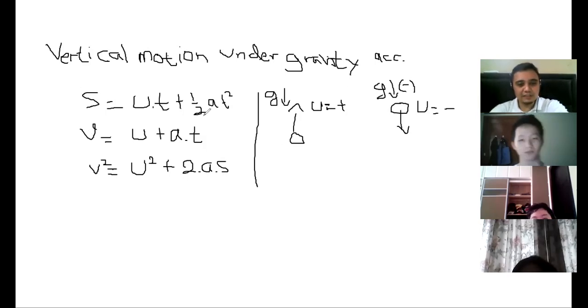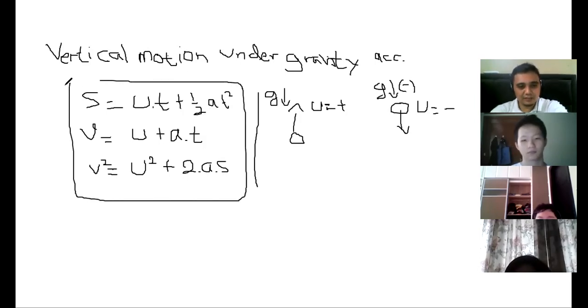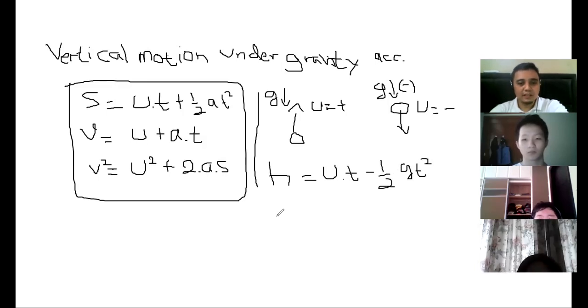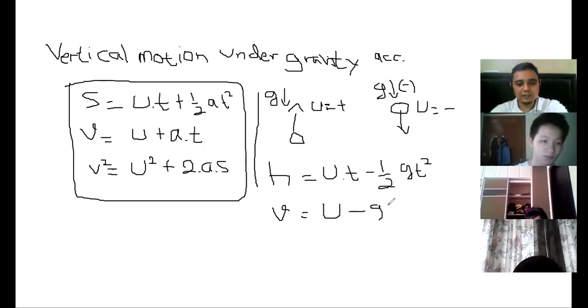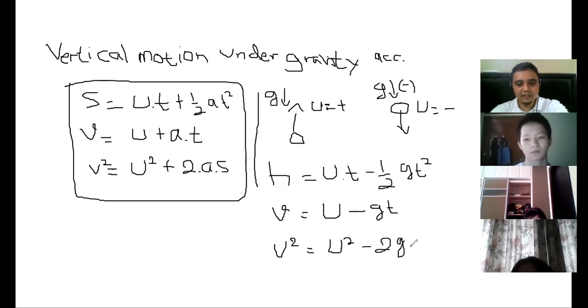Now you can substitute the letters here. s will be equal to the height that the particle traveled. Initial velocity, let's say this is for vertical up, positive, so s equals ut minus a half g t squared, right? Final velocity equals initial velocity, going up also, minus gravitation multiplied by time, so v equals u minus gt. The third is v squared equals u squared minus 2 times gravitational acceleration times height, so v squared equals u squared minus 2gh.